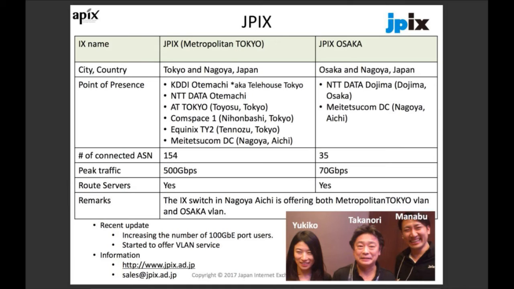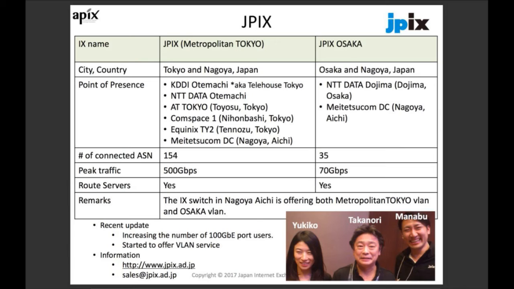Hi, I'm Masataka from the engineering department of JPIX. We operate two IX networks called JPIX Metropolitan Tokyo and JPIX Osaka. We have 154 connected networks in Tokyo and 35 connected networks in Osaka.